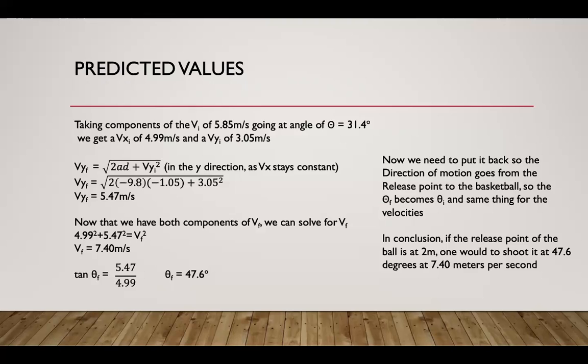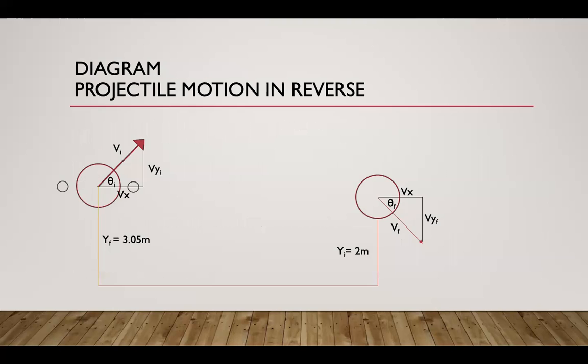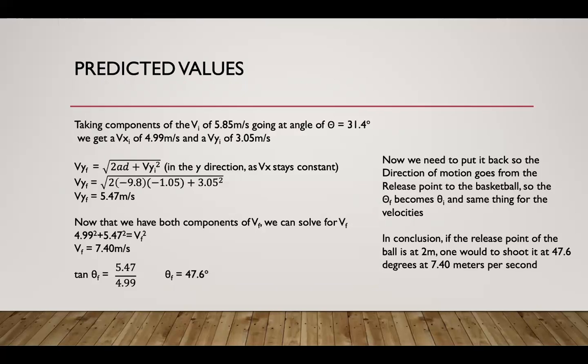So then we got the components of that. The Vx is 4.99, Vy is 3.05. As shown here, initially on the left, those are the values. We need to find the final values. But the Vx stays constant as there are no forces in the x direction, so it has to stay the same. The only thing that changes is the Vy final, so we just plug into the formula and get 5.47 meters per second.